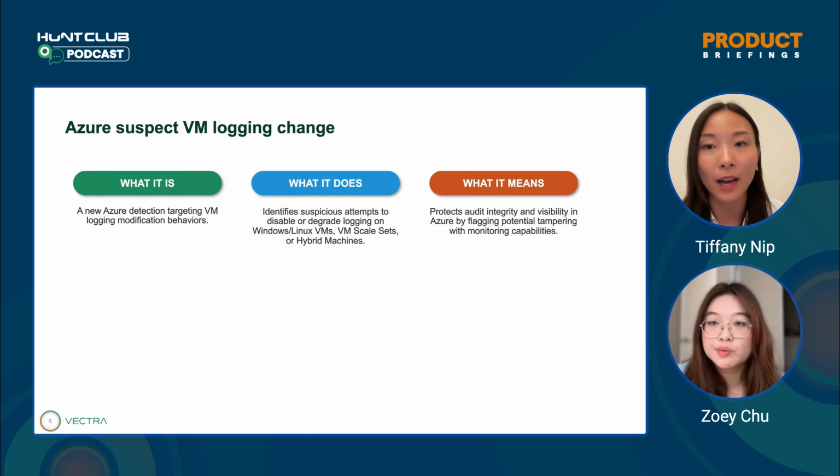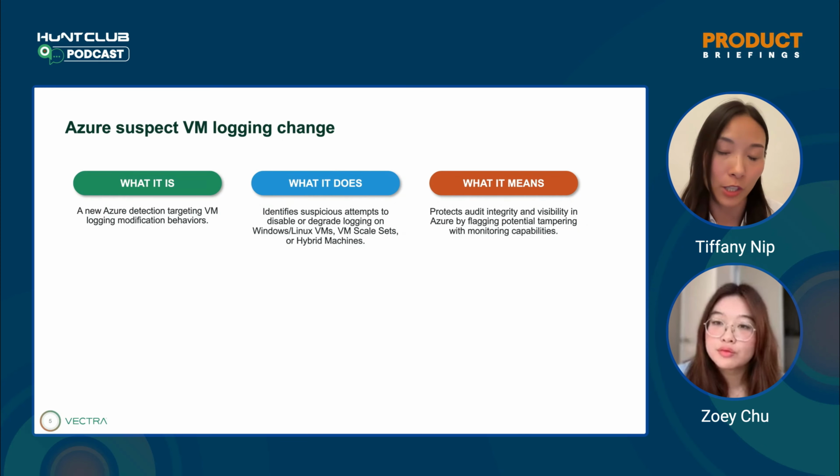So this new detection highlights suspicious activities about modifying logging on Windows, Linux, VM scale sets, and hybrid machines. What it means for you is really more visibility into attacker activities before they can cause damage, so you can stop the attack much earlier, before they reach your sensitive data or exfiltration. That's amazing. Once again, that coverage story.